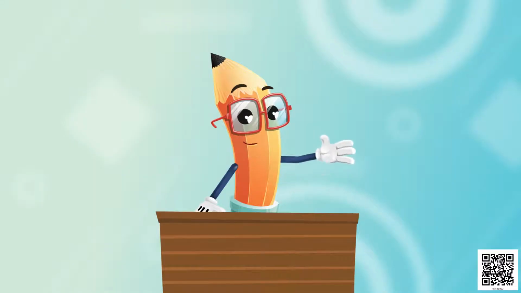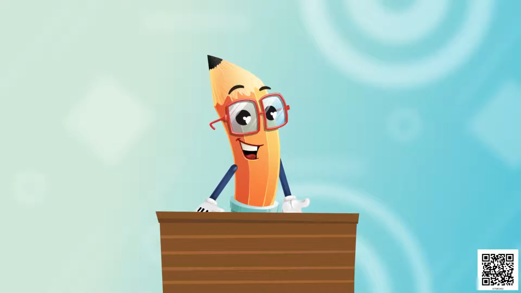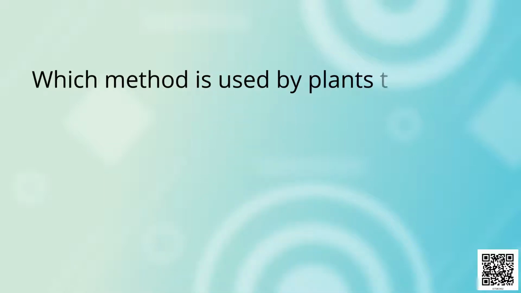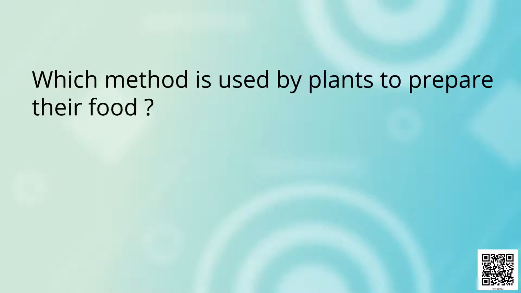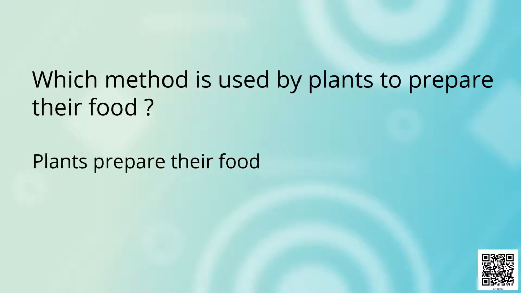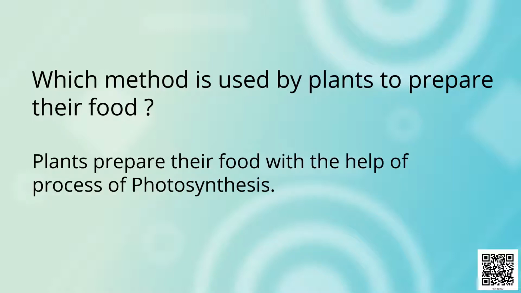First of all, we will recall what you already know. I will ask a few questions and you try to answer those questions. Which method is used by plants to prepare their food? Correct answer. Plants prepare their food with the help of process of photosynthesis.